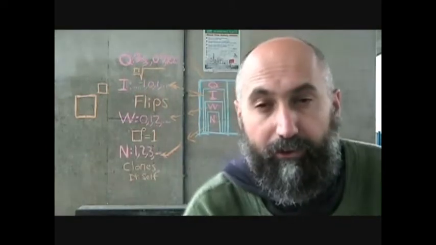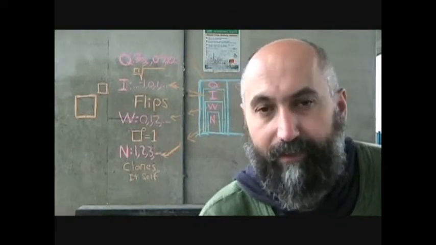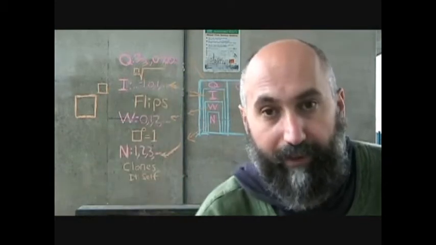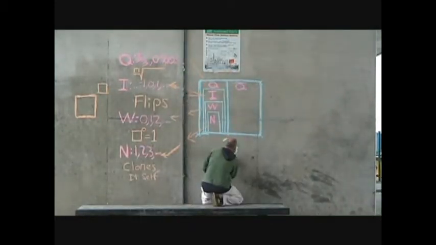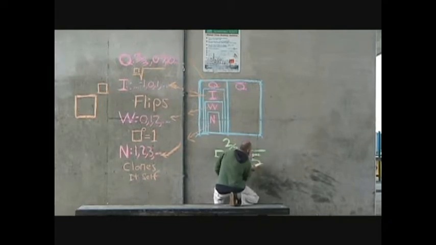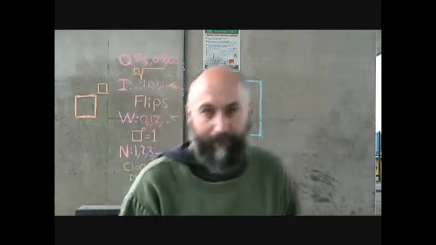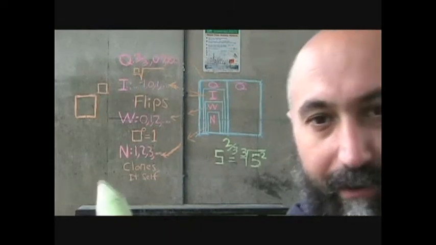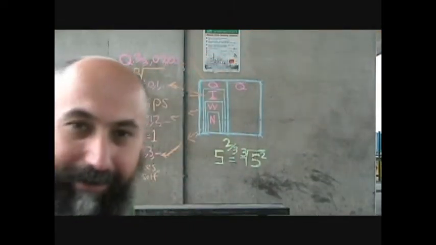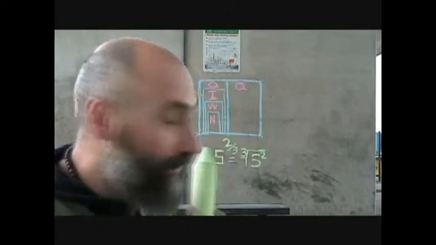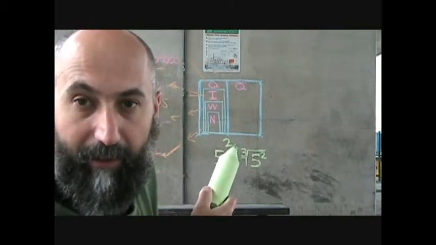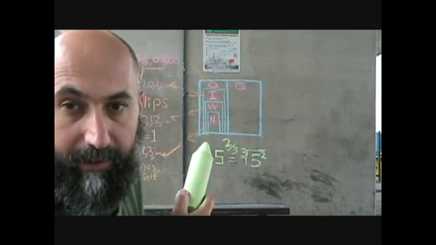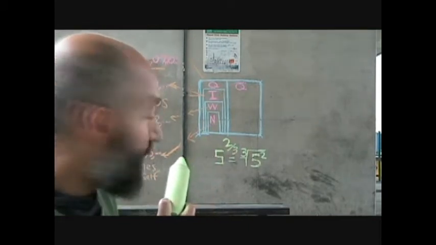So for example, I'm going to do 5 to the power of 2 over 3. Let's do that. So what do we got? Let me go over here. We got 5 to the power of 2 over 3. The way it works is that 3 in the denominator moves to the radical in front of the 5.